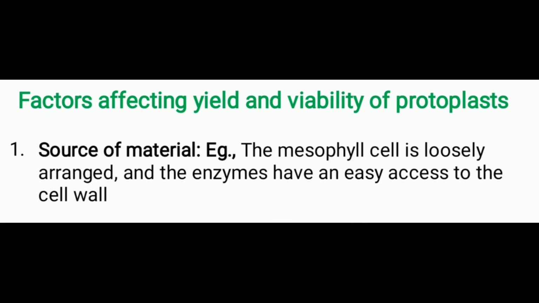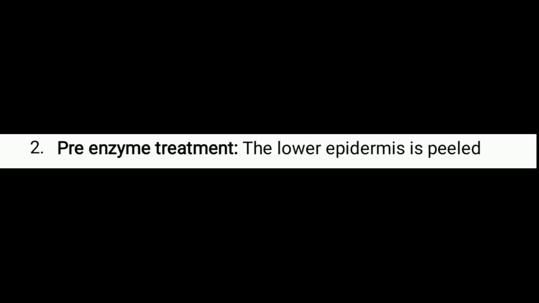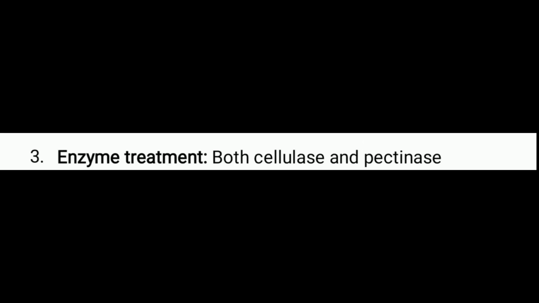The major factor is the source of material. Generally, tissues containing loosely arranged cells are much better. The mesophyll cell is loosely arranged and the enzymes have very easy access to the cell wall, so it is good for protoplast isolation. The second factor affecting protoplast yield is pre-enzyme treatment. Tissues with the lower epidermis peeled off respond well. Another factor is enzyme treatment. Instead of using just one enzyme such as cellulase, applying two enzymes such as cellulase and pectinase will effectively give a large yield of protoplast.